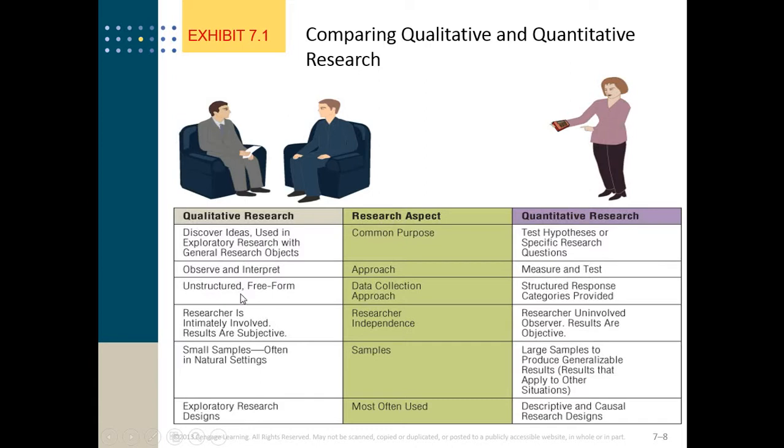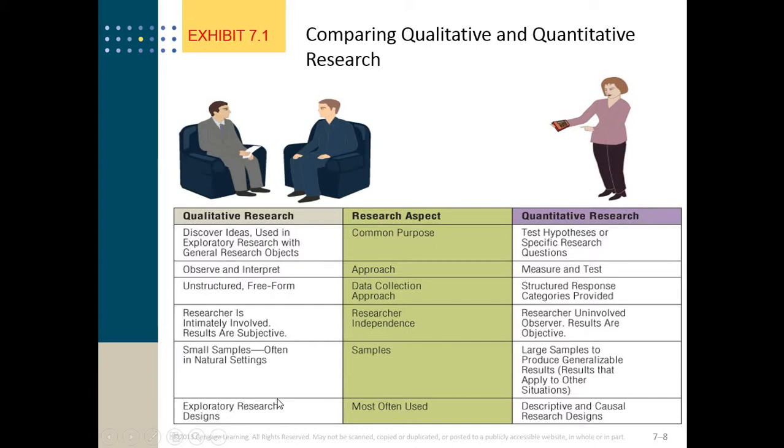Qualitative research is unstructured, whereas quantitative research uses very structured responses. In qualitative research, the researcher is intimately involved. As I said, qualitative research is subjective, so the researcher tries to interpret or explain a respondent's answer in the researcher's own way. Whereas the quantitative researcher is not involved because it's based on quantitative analysis or statistical analysis. So whoever the researcher is, the conclusion should be the same. Qualitative research uses small samples, sometimes in a natural setting, whereas quantitative research uses a large sample.